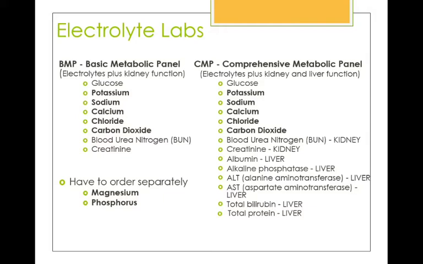You do have to order separately the magnesium and the phosphorus, and the reason you have to order them separately is we don't usually follow them as closely, mostly because magnesium and calcium are very, very similar, and phosphorus and calcium have an inverse relationship. So if you have your calcium level, you kind of know what signs and symptoms you're looking for with magnesium as well, and if you have your calcium level, you know exactly what your phosphorus is doing. So we don't usually look at those independently unless we have a specific issue that we're concerned about. So anyway, the BMP is usually what we're looking at.